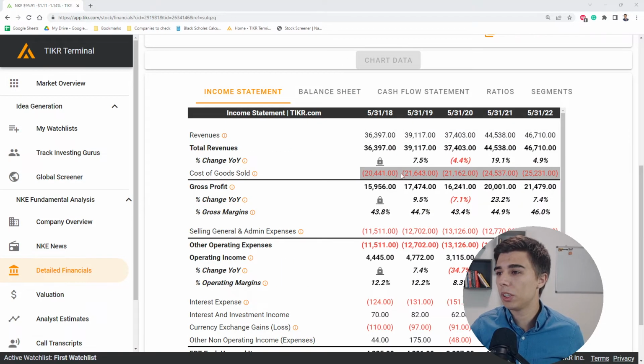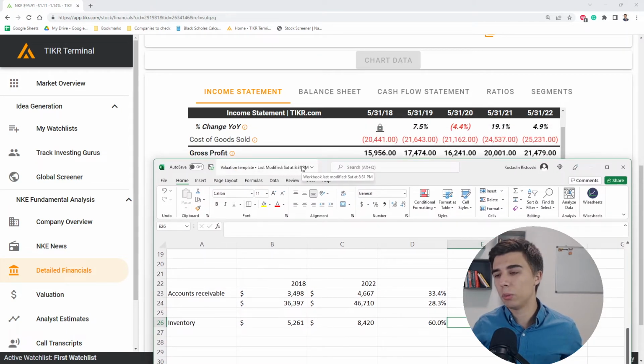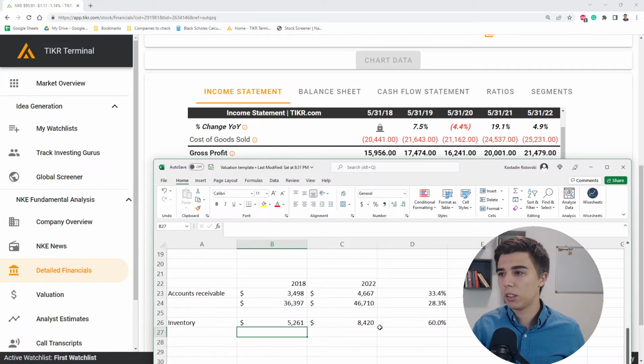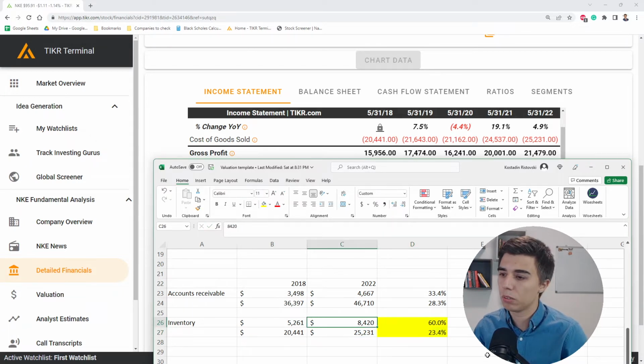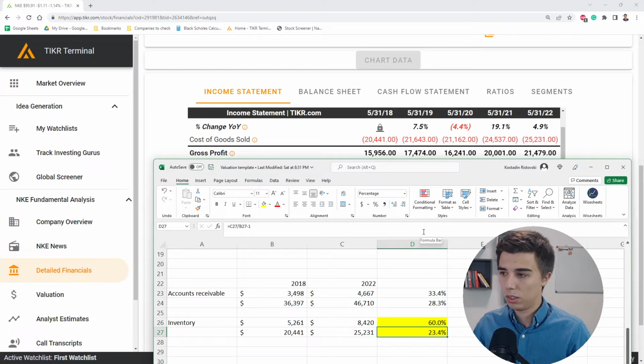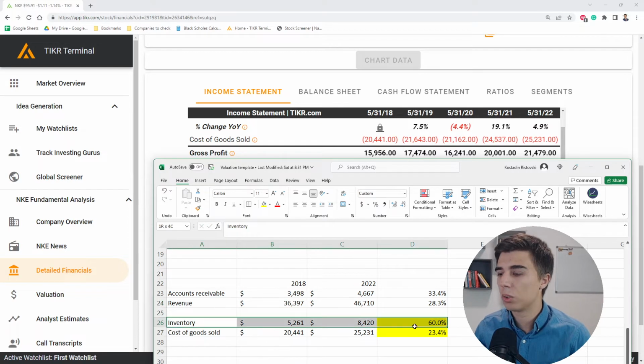I would expect. Because if you take a look at the cost of goods sold, right? Because inventory, when it's being sold, it moves to here. We got 20 billion and it grew to 25,231. So that is a big difference, because we have an increase of 24%. Of course, it's more accurate to take the cost of goods sold instead of revenue, as inventory then moves to cost of goods sold, not to revenue.